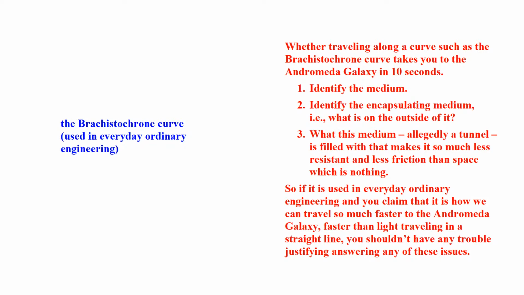And then, what is this medium that the tunnel is allegedly filled with, that makes it so much less resistant and with less friction than space, which is nothing? If this is used in ordinary engineering and you claim that it is how we can travel so much faster to the Andromeda Galaxy, faster than light, traveling in a straight line, you shouldn't have any trouble answering any of these issues. Okay? So again, we don't have an answer from this fellow or anyone. There was another one who tackled it. Again, he went away.